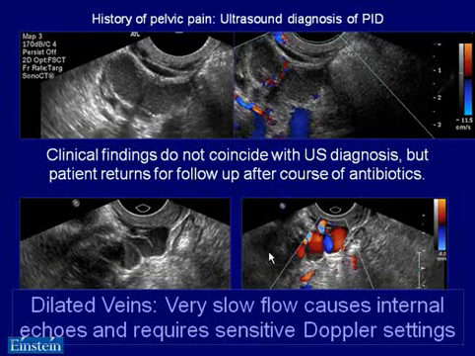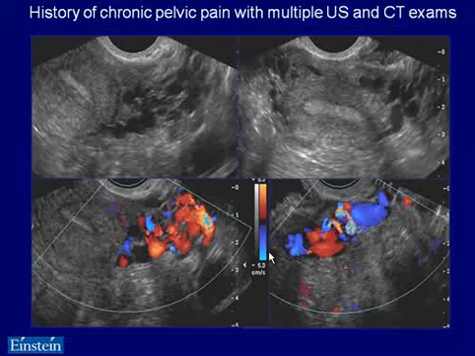Demonstrating flow in color Doppler will require very sensitive settings, and occasionally the flow is so slow it won't show up in color Doppler, but you'll actually see the little low-level echoes floating by. Now, distinguishing these from fallopian tubes is clearly important, but also they can have significance in and of themselves.